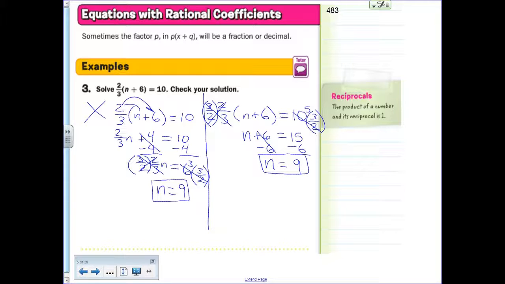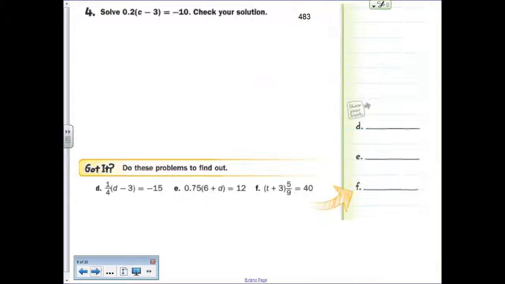So I was able to do the same problem and get the same answer, and not only was I able to do it in 2 steps, I only had to multiply one number by 3/2. So I only had to multiply one number by a fraction, where over on this side, I had to multiply 2 numbers by fractions. So again, doing this as a 2-step equation is quicker and faster and smarter. Take a look at example 4.